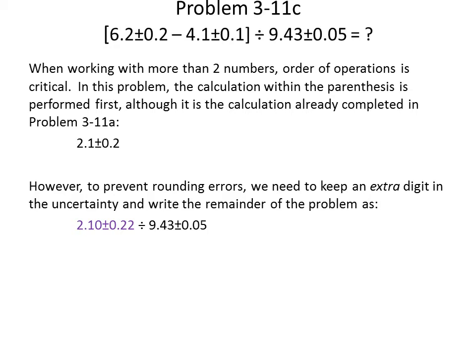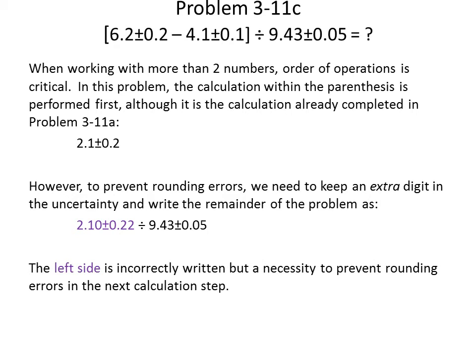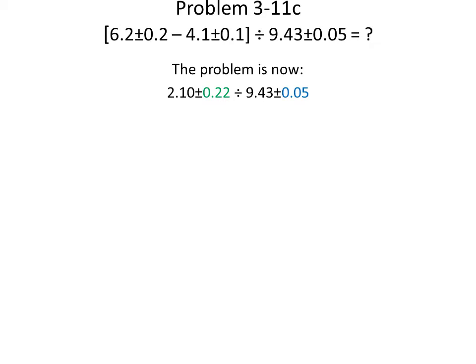However, to prevent rounding errors, we need to keep an extra digit in the uncertainty and write the remainder of the problem as 2.10 plus or minus 0.22 divided by 9.43 plus or minus 0.05. The left side is incorrectly written, but it is a necessity to prevent rounding errors in the next calculation step. So the problem is now 2.10 plus or minus 0.22 divided by 9.43 plus or minus 0.05.